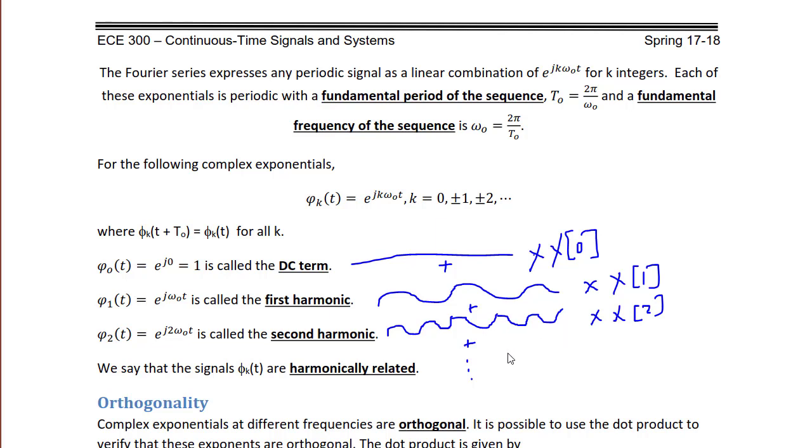This is similar to the square wave example we had, where as you add on more harmonics, it starts to approximate that periodic signal.